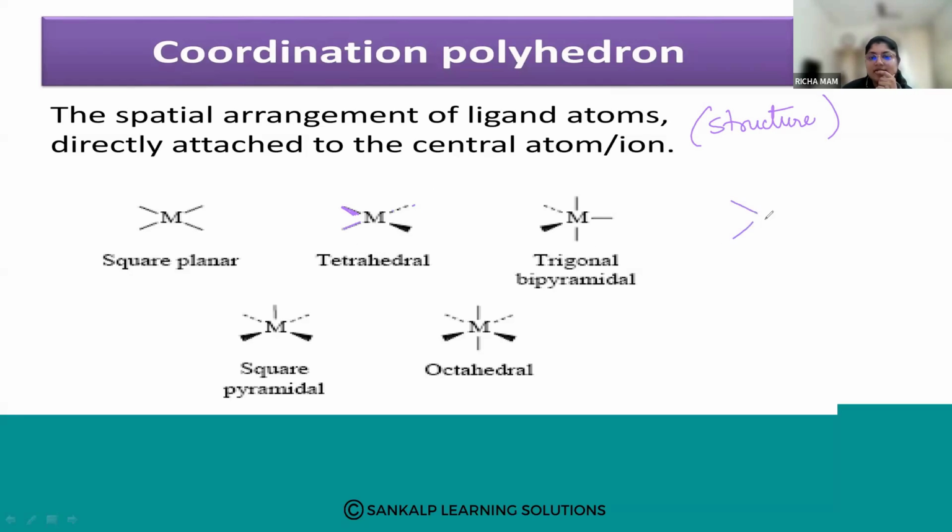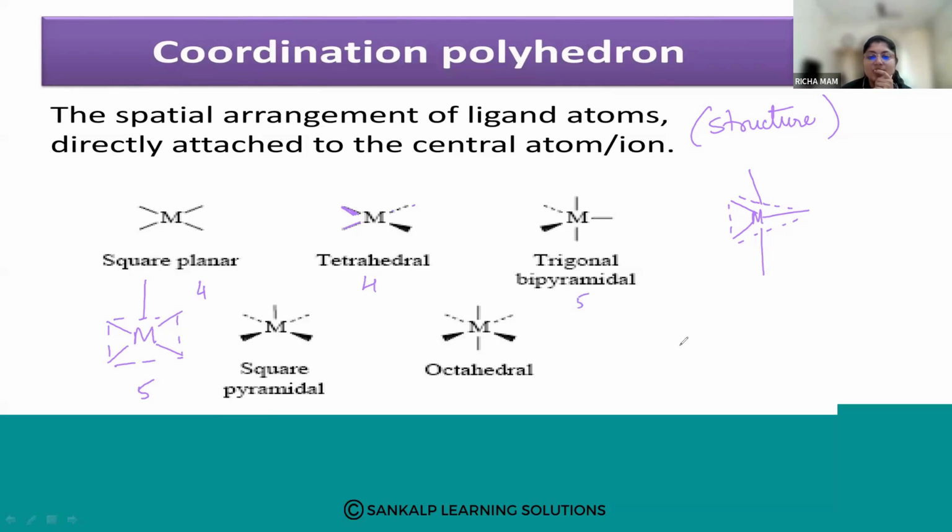Then these three form a triangle in one plane, so this is trigonal, with one above and one below. So this is trigonal bipyramidal. Then what is square pyramidal? The metal is in the center, at the four corners you have four ligands and one above. So this is square pyramidal. That is geometry with coordination number 5.